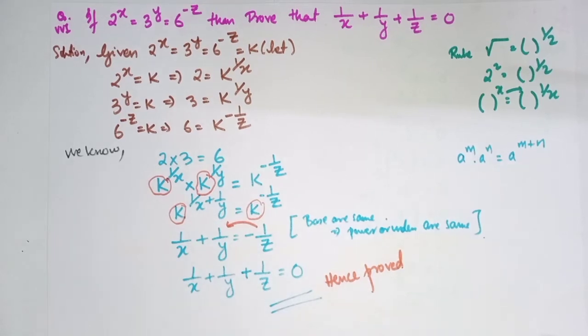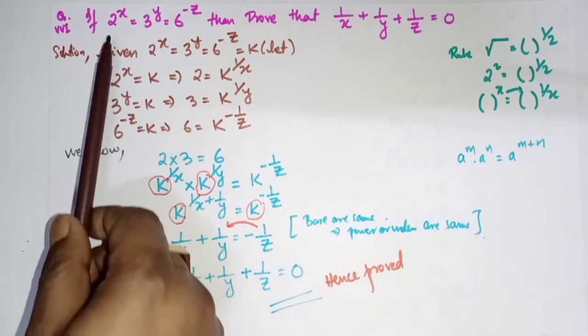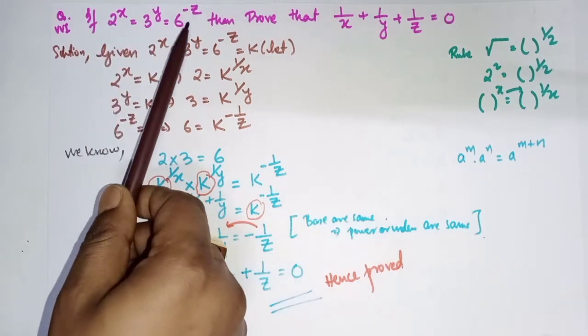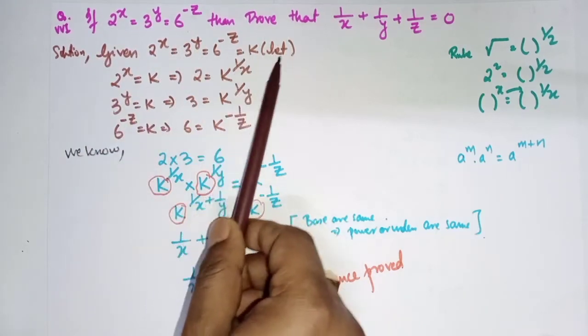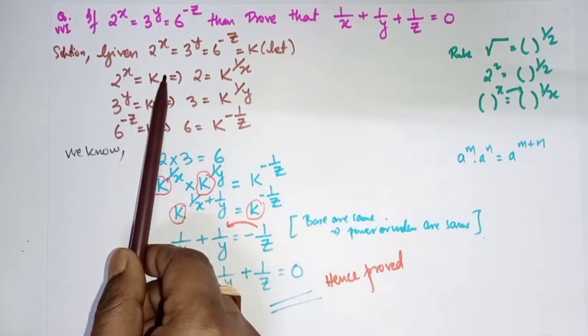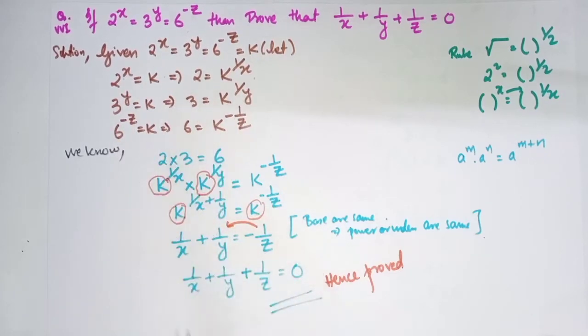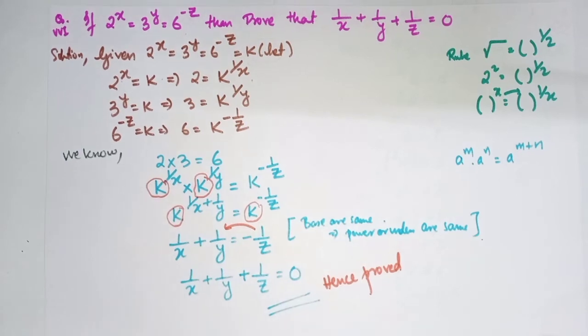Hope you got the idea. So always remember this first part: if there is a left hand side, middle hand side and right hand side, most of the time we take it as k, and this x, when it goes to the other side, will be 1 by x. Okay, so let's do another question.